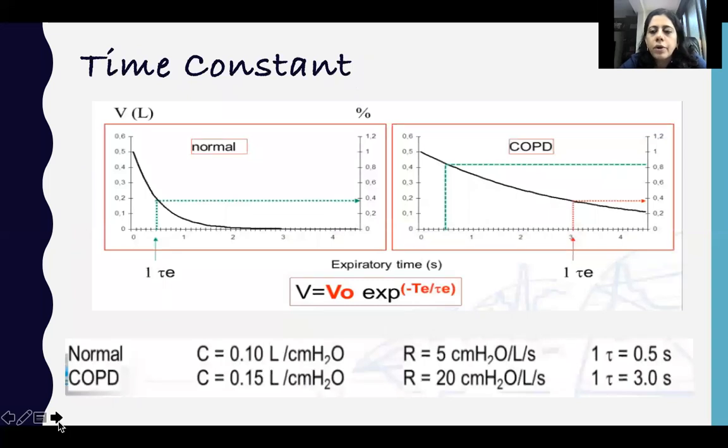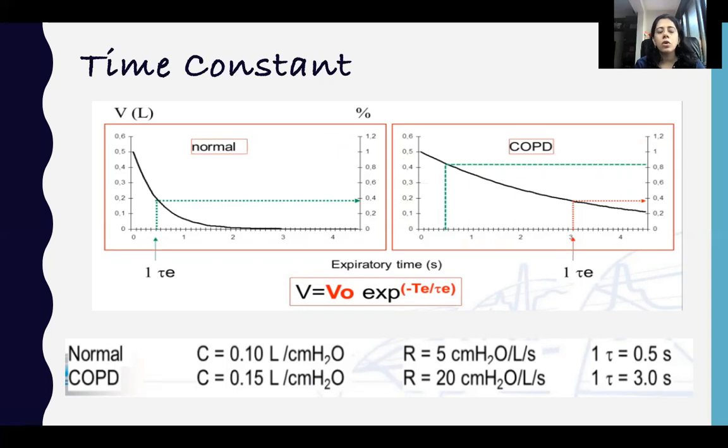The next important terminology is the time constant. As you can see, there are two graphs, one of a normal patient and one of a COPD patient. When we talk of the time constant, it means the capacity of the alveoli to exhale the tidal volume that was inhaled during the breath. The time duration required for the same is known as the time constant.